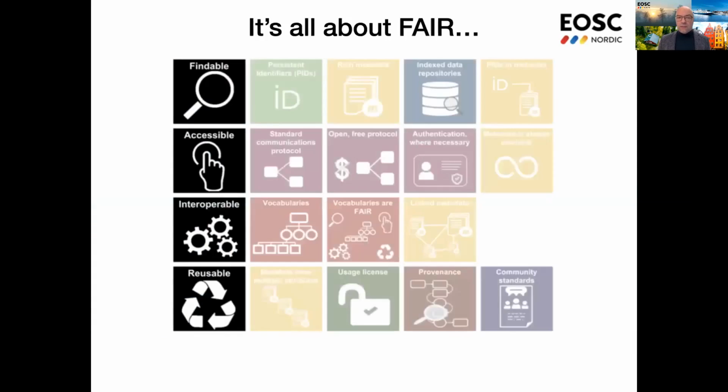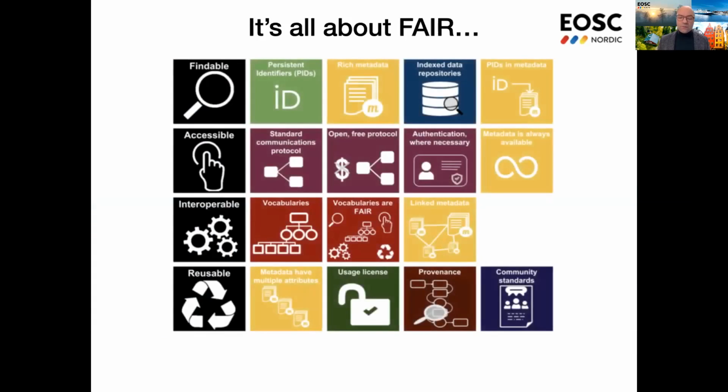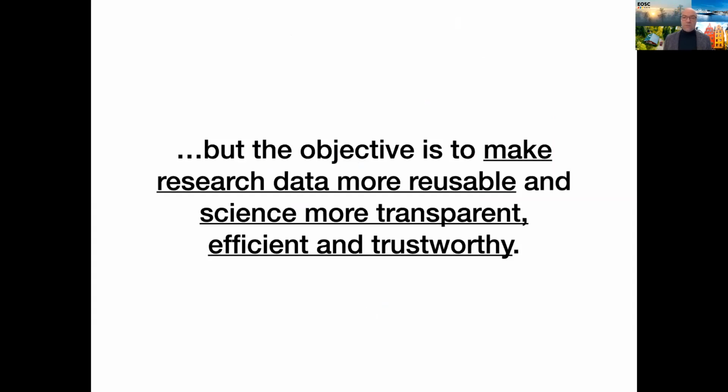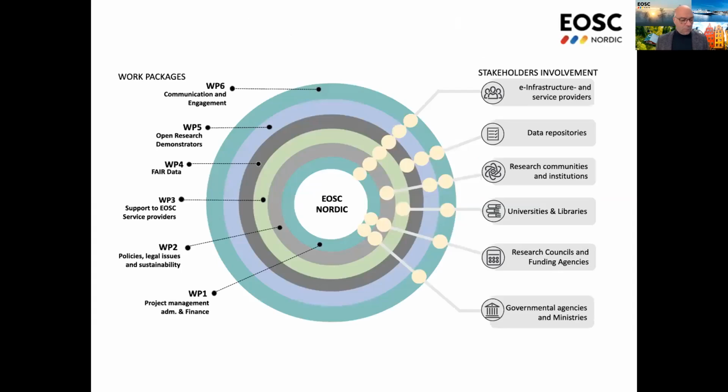So there are a number of intricacies of what FAIR actually involves, and this also depends on the use case or the community and what their needs are. So this will vary from one community to another, or one repository to another. But the overall objective is to make research data more reusable, and ultimately to make science more transparent, efficient, and trustworthy.